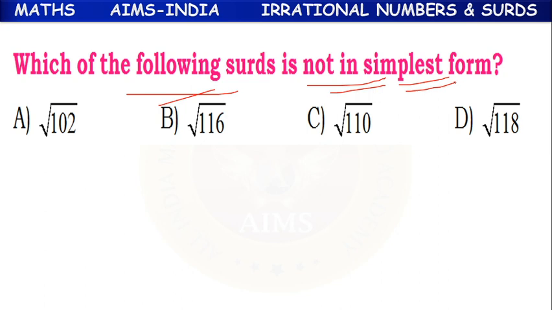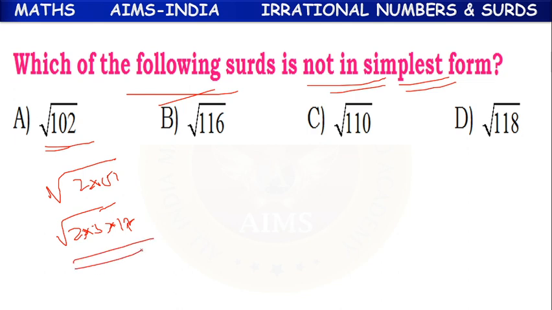Simplest form. So 102. How can we write 102? 2 into 51. How can we write 51? 3 into 17. So 2 into 3 into 17.